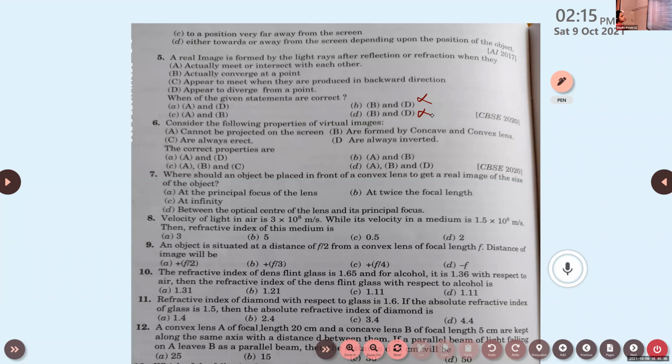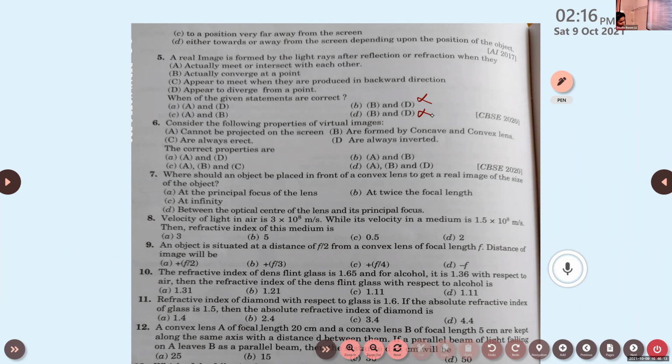Then what about the combination along with this option A? We need to get a real image. Rays appear to meet in the backward direction, and appear to diverge from a point. Option A and D, right? Or are you going with option D? Actually, options B and D are wrong. We only need to concentrate on these two options, A and C.